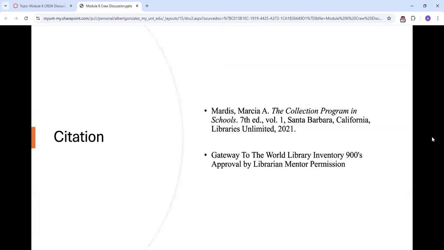For my citations, I used the permission from my librarian, my mentor, the snippets of the screenshots of the inventory of the 900s, and also the book with chapters 10 and 13.